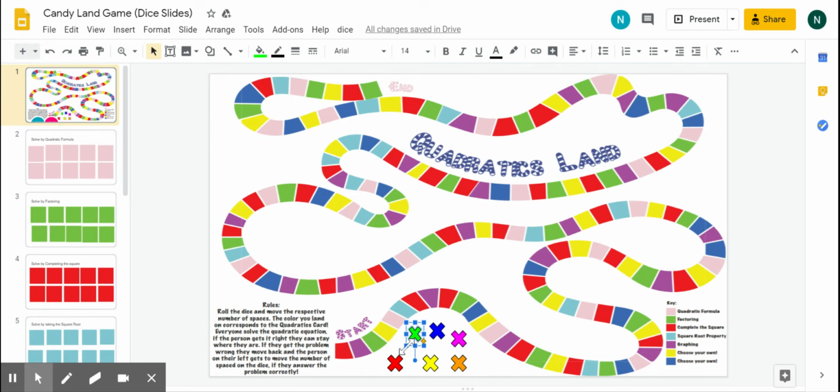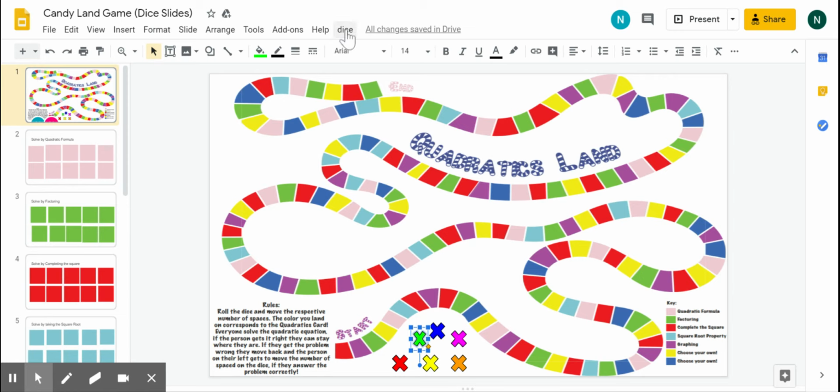We have some pieces down here which you can move. These are your game pieces. So everyone will need to pick a color. Now, when you start the game, you're obviously going to have to move your pieces.